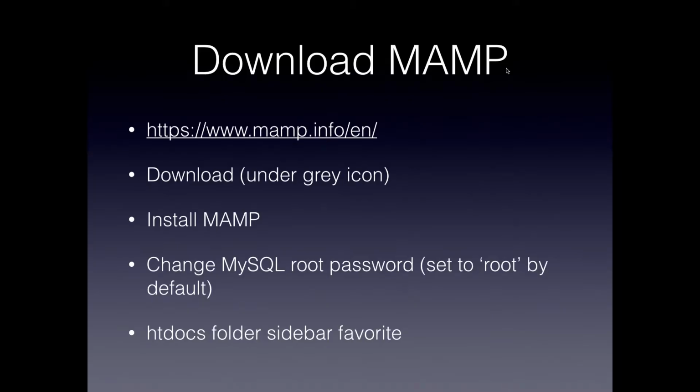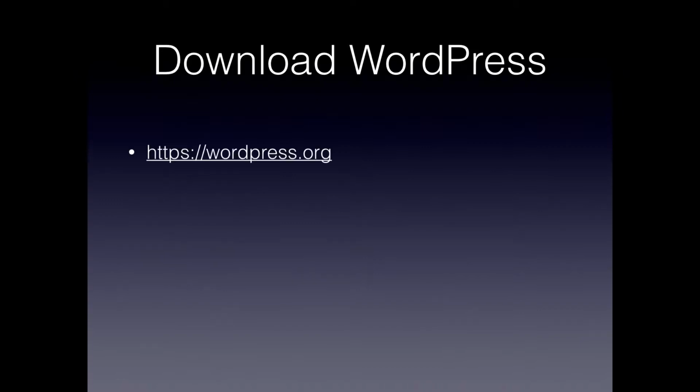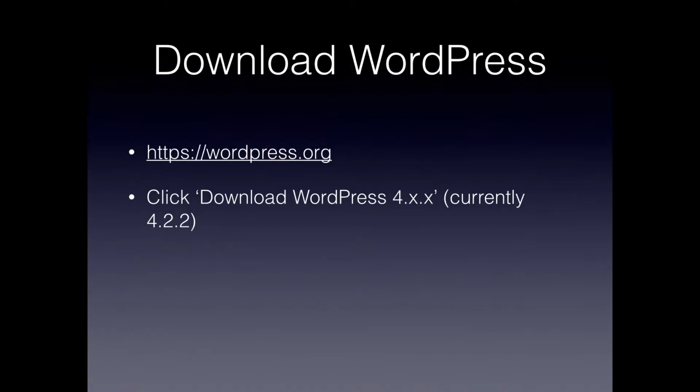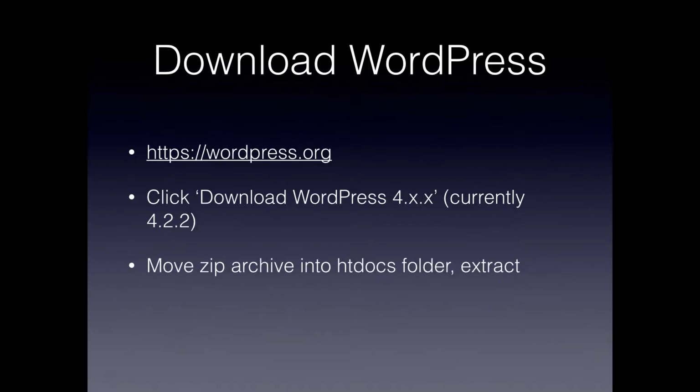Now that MAMP is set up and installed, we want to download WordPress. You can download WordPress at wordpress.org, and you'll simply click on the Download WordPress 4.2.2. That's the current version, but you can click on whichever version it is at any point in time. Then you'll move that zip archive that you've downloaded into the htdocs folder we just favorited and extract it, and then you'll rename that folder to your site's name. So this will be up and running for this tutorial.